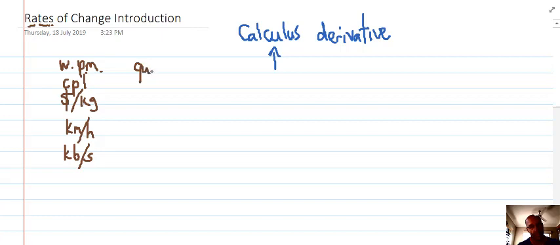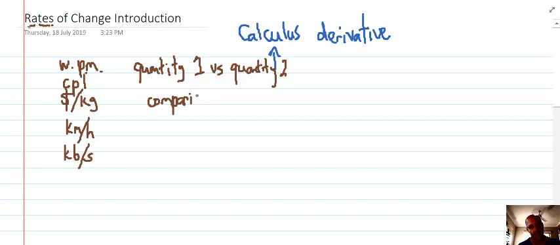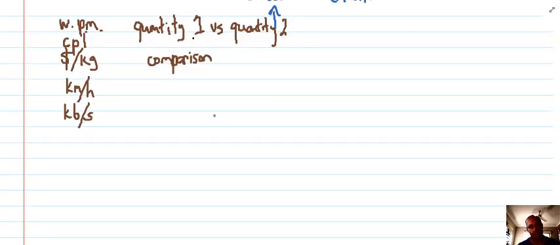So we have quantity 1 changing compared to quantity 2. Sometimes people say it's like a comparison of things with a different unit or unlike things. So that makes it different to a ratio. So rates are about change. Sometimes we refer to things as rates of change. That's a common phrase you'll hear, rates of change.